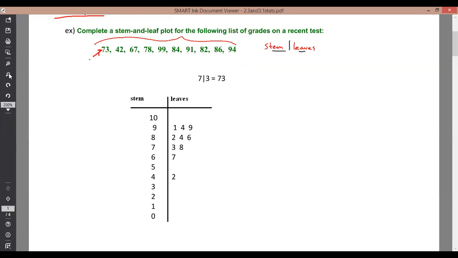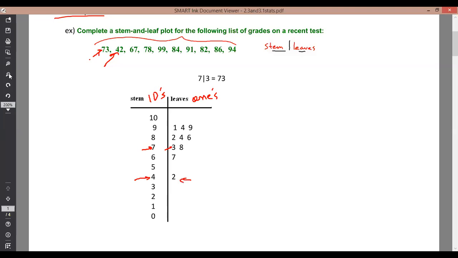You just go left to right. 73 means I have a 7 for the stem and a 3 for the leaf. I go to the next data item, a 42. I go down to where, notice the stem is your tens units, right? And your leaves are your ones units. I go down to 4 and put a 2 for the leaf, and so on.